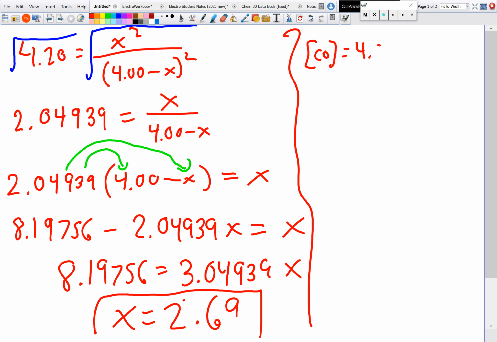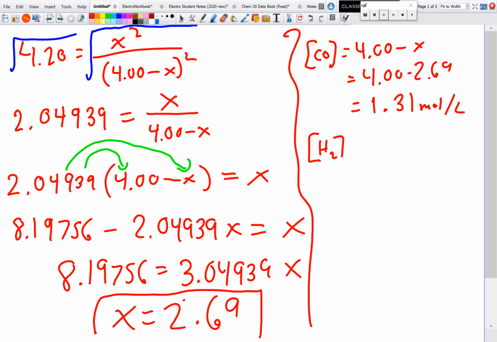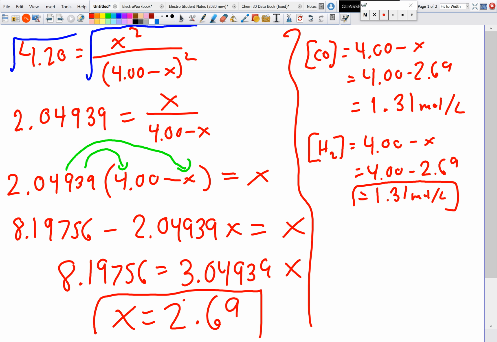So we go 4.00 minus 2.69, and we get the concentration of carbon monoxide of 1.31 moles per liter. Concentration of hydrogen at equilibrium is 4.00 minus x, so that's 4.00 minus 2.69, and we get 1.31 moles per liter.